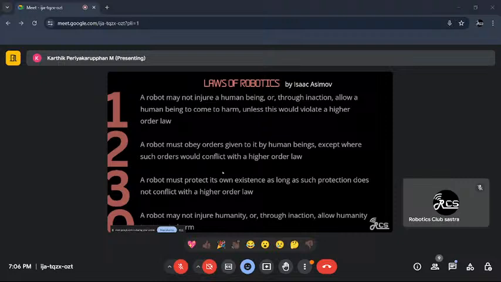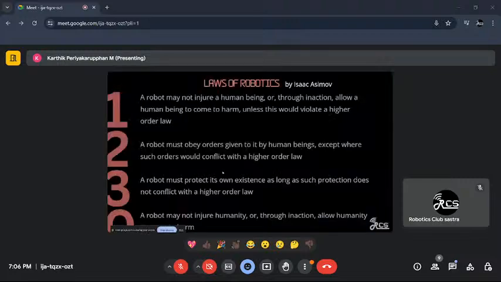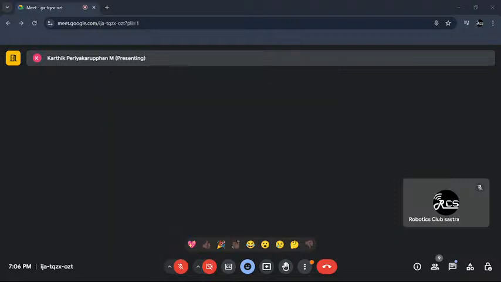But Asimov was a science fiction writer who gave three laws of robotics in his book called I, Robot. He wanted to establish an ethical connection between robot and human, so he gave the first law, which states that a robot should not injure a human, or through inaction allow a human to come to harm, unless that would violate the higher order law. I will talk about the higher order law later. Through inaction means the absence of activity or movement.